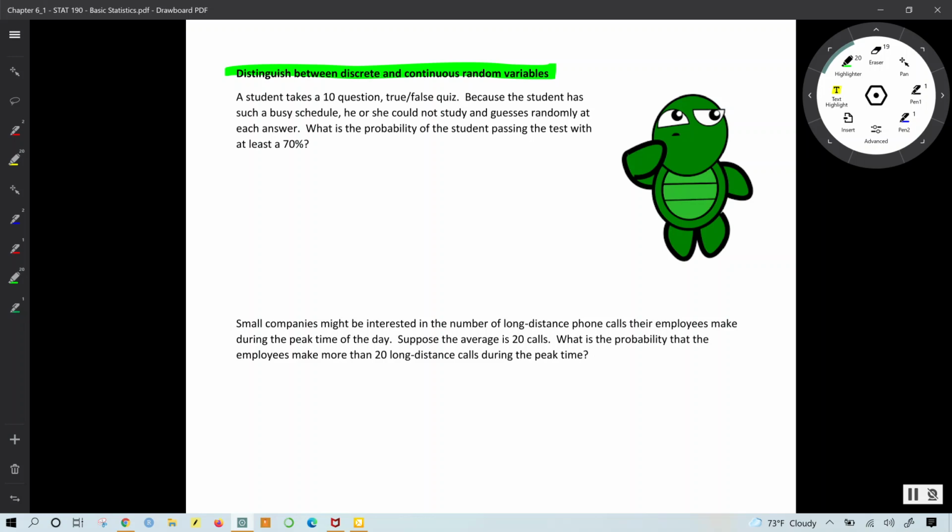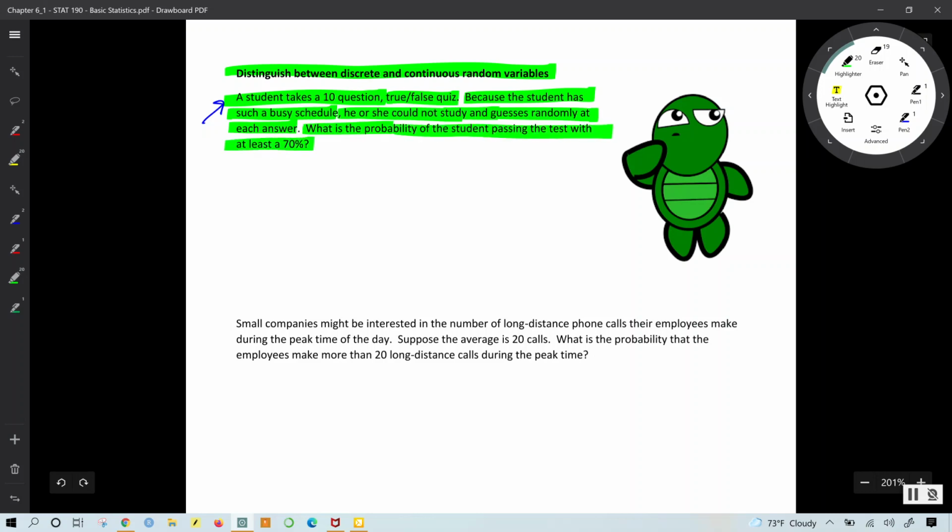Our focus at the end of this chapter, Chapter 6 precisely, will be to be able to answer questions such as this. And what does this question say? A student takes a 10-question true or false quiz. Because the student has such a busy schedule, he or she could not study and guesses randomly at each answer. What is the probability of the student passing the test with at least a 70%?